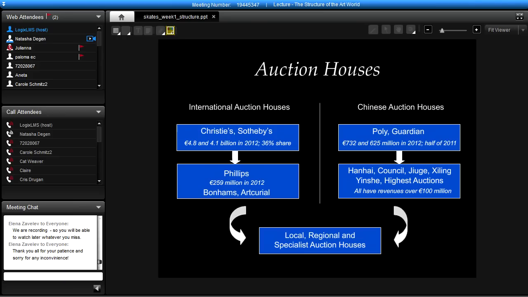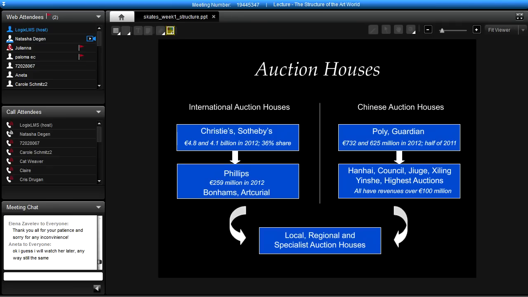Now, I want to talk a little bit about auction houses because I think there have been some very interesting developments in regards to auction houses, particularly in the last 5 or so years. And I think this is quite important when we discuss not only how the market has developed, but also potential future directions the market might take.